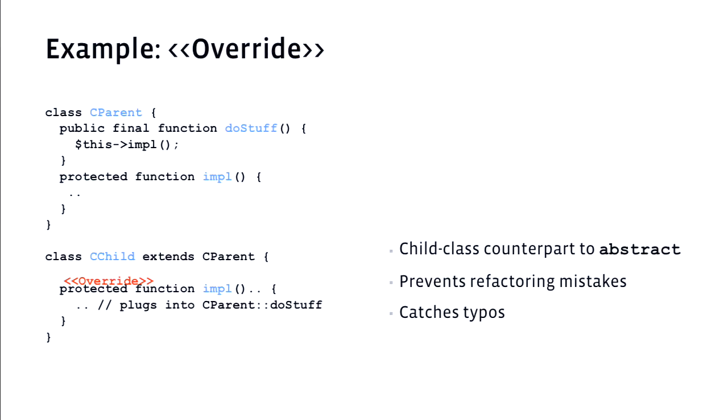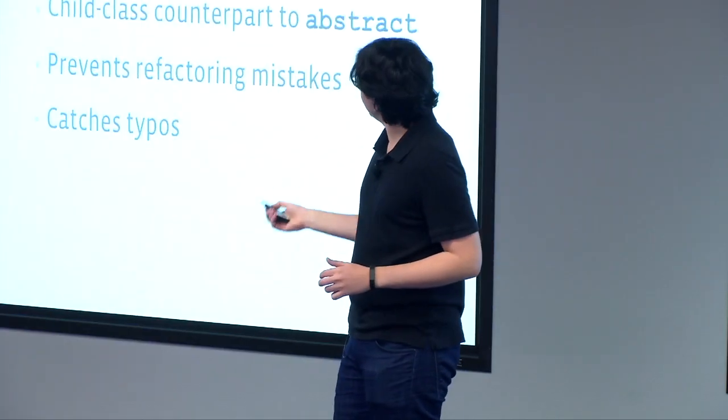So as I mentioned, this is a child class counterpart to the abstract. It prevents the refactoring mistakes like inlining the implementation into the parent class. And it also catches typos, which is nice. So if you are off by one character when overriding a method and you put override on it, it'll say, wait a minute, you're off by one character. I can't find that method.